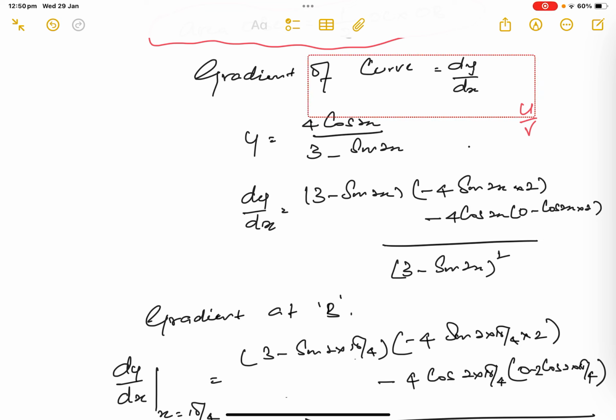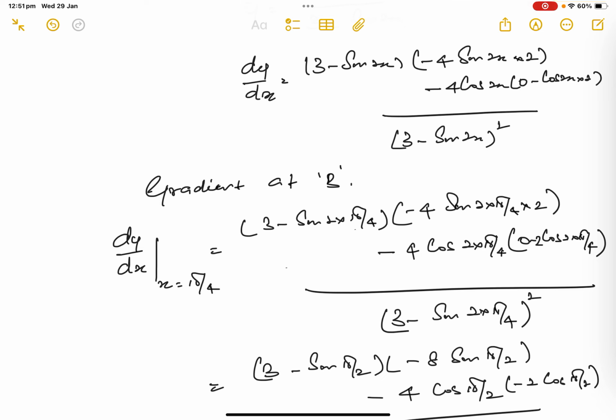So how we do it, dy over dx is v, the denominator 3 minus sin 2x, times the differentiation of the numerator u, that is 4 cos 2x, whose differentiation is minus 4 sin 2x times 2, minus the numerator 4 cos 2x times the differentiation of the denominator. The differentiation of 3 is 0, and of sin 2x is cos 2x times 2, divided by v squared, which is (3 minus sin 2x) squared.